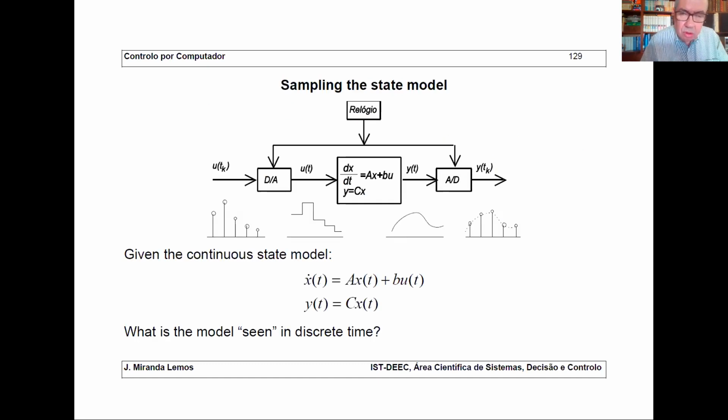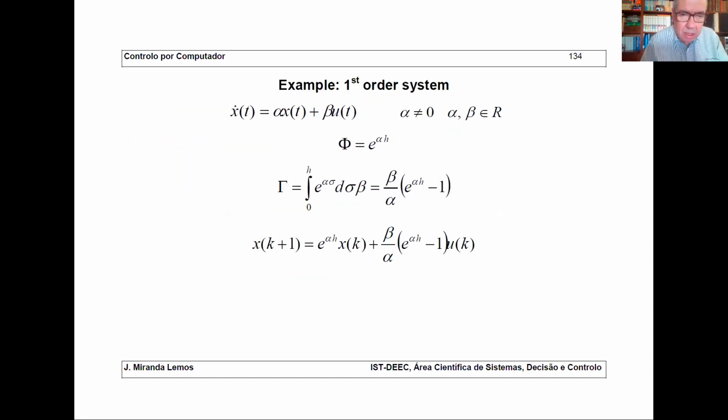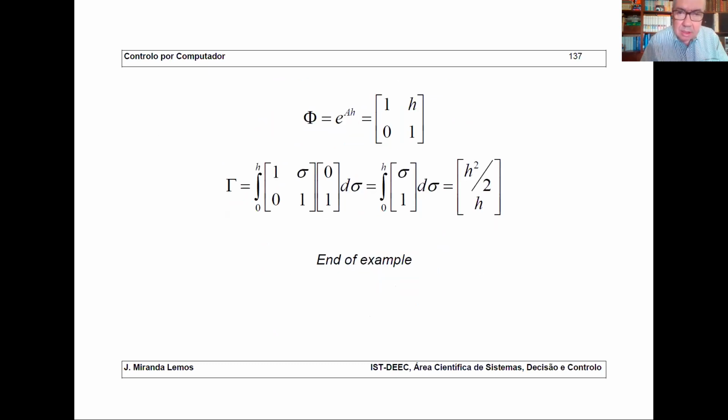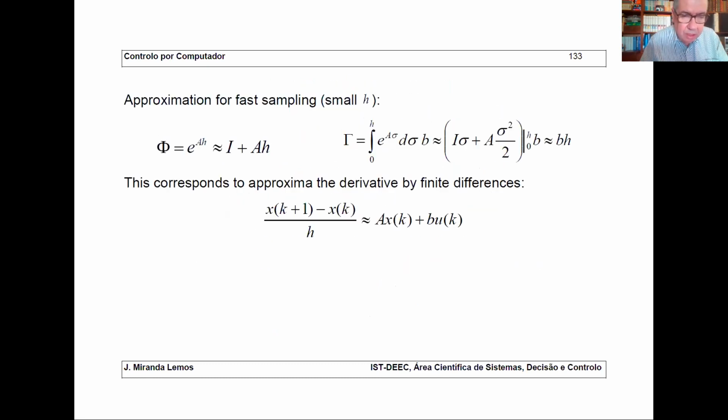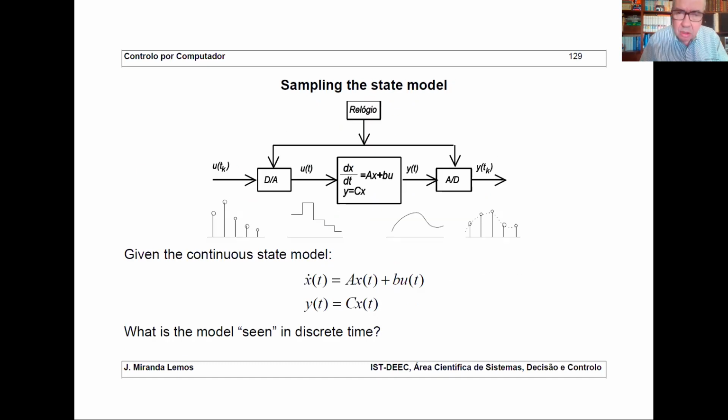You can also apply the same ideas to sampling the state model, but this is not part of the program. So the slides between 129, 130, up to 137 are not part of the course, okay? They are there if you want to read them. It's okay if you want to ask me some question.